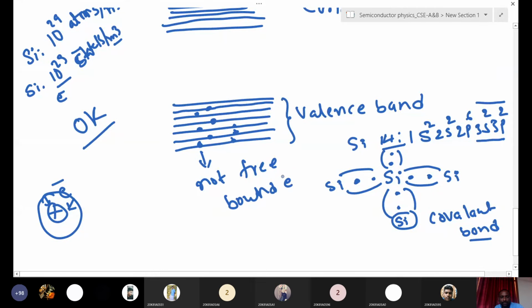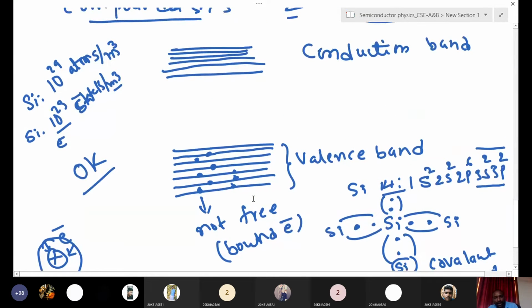That's why, if electrons are available only in the valence band, we will not get current. That means there is no flow of electrons. Whatever electrons there are at 0 Kelvin are all bound to the nucleus, and they are not free because some binding force will be there. So at 0 Kelvin, this is the situation.